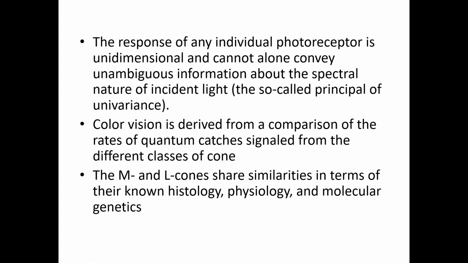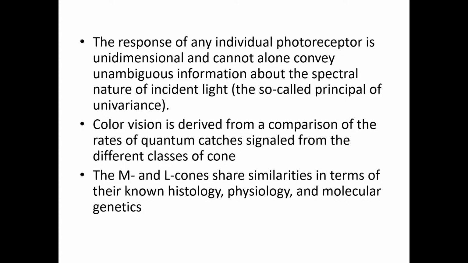The response of an individual photoreceptor is unidimensional. So each photoreceptor's sensitivity is unidimensional, and a single photoreceptor stimulation cannot convey unambiguous information about the spectral nature of incident light. Because if I am seeing something, I am seeing so many things. So if a single photoreceptor is stimulated and gives a signal, it does not mean it is the correct one. So there should be a large group of signals which convey similar stimulus. This is called the principle of univariance.